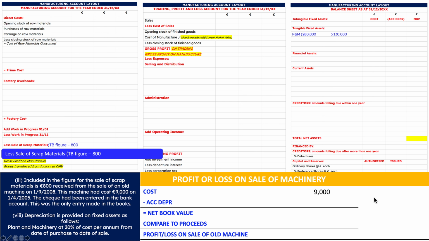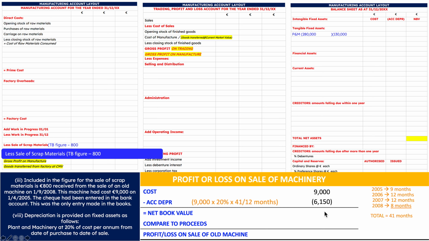So 2005 had it for 9 months, 2006 had it for 12 months, 2007 had it for 12 months, 2008 had it for 8 months. So we got it on the 1st of the 9th, we sold it, so we didn't have it for the 9th month, so we only had it for 8 months there. In total then, that is 41 months. So 9,000 multiplied by 20% by 41 over 12 months is €6,150.